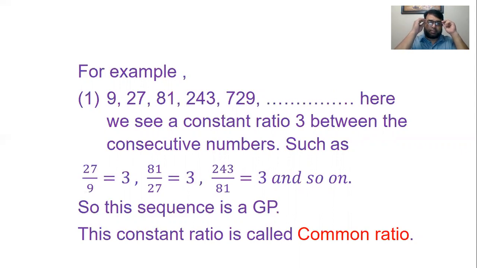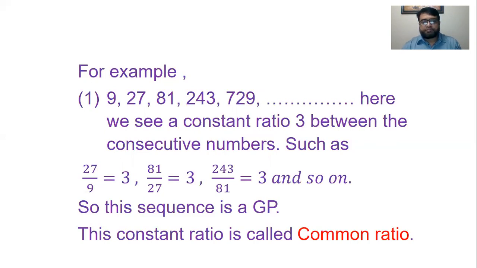If we think about 27, this is a post term with respect to 9, because 9 is its immediate preceding term. So if you divide 27 by 9, the result is 3. Then again, 81 and 27. 81 is a post term and 27 is a preceding term. If you divide 81 by 27, the result is again 3. Similarly, 243 is a post term and its preceding term is 81. So 243 by 81 is also 3.